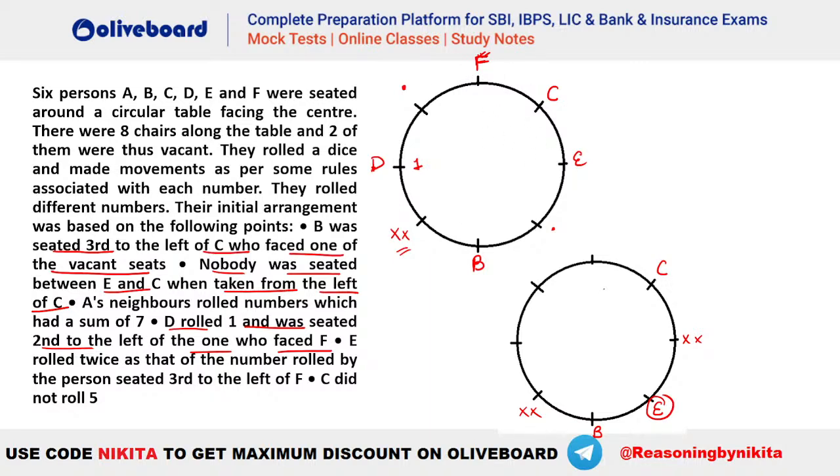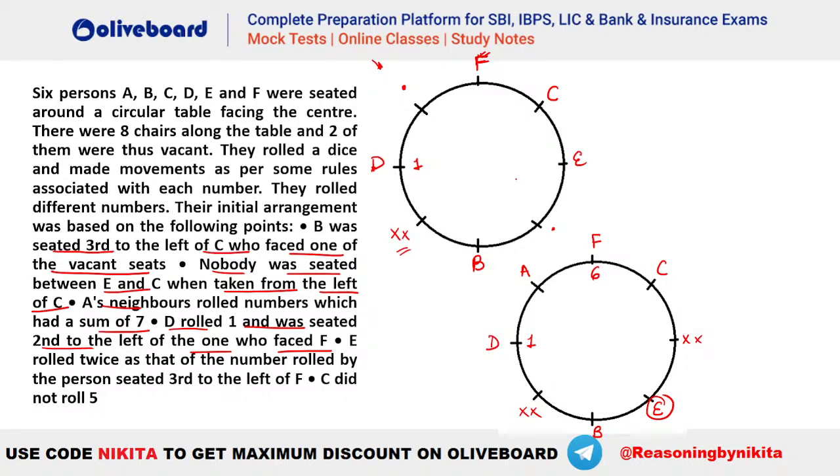Similarly, in the second case also, you can see there is only one possibility for D. That is D is second to the left of B. D is rolling 1 and B is facing F here. Okay, so this will be the structure here. Now, in the second case, you can see there is only one possibility for A because there is only one seat remaining. So A will be this person, and if A is this person, we know that A's neighbors should have a sum of 7. So if D is 1, that means F should be 6 here. No issues. In this case, A can be here also. A can be this person between B and E also.